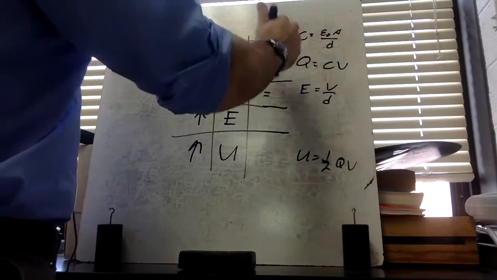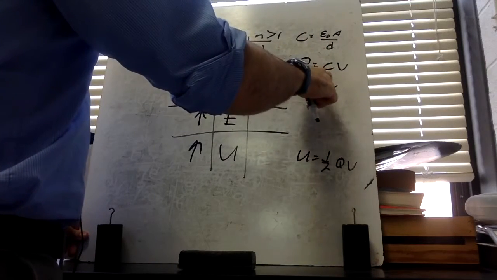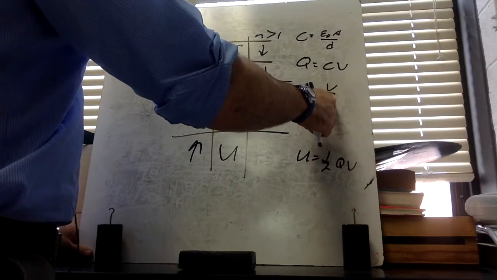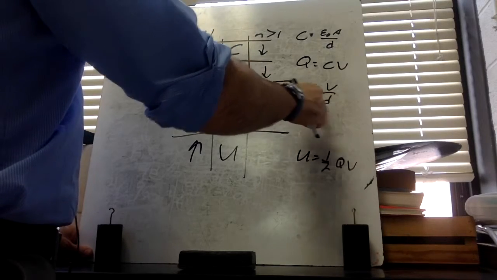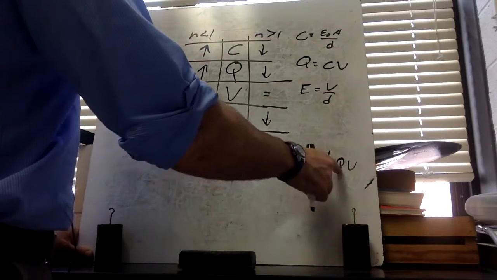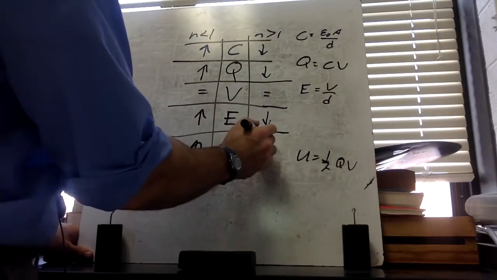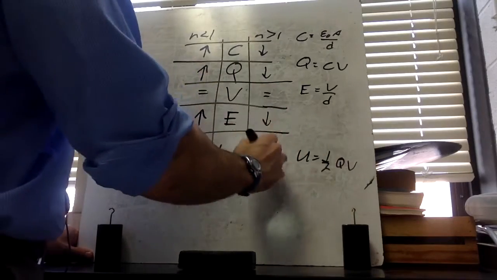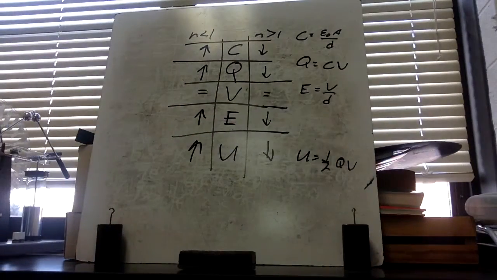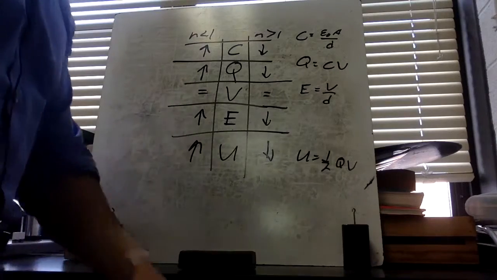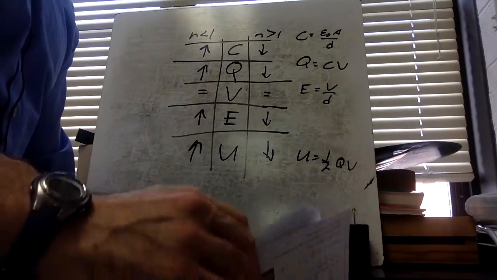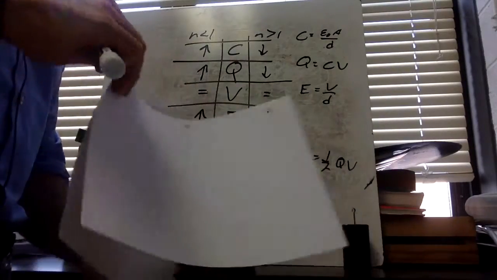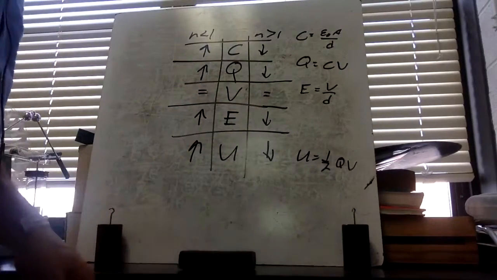Now to this side. If D gets bigger, C gets smaller. If C gets smaller, then Q gets smaller, because V is staying the same. V stays the same, and D gets bigger, so that means E gets smaller. 1/2 QV, V is the same, sorry, and Q is going down. So that means the stored energy has to go down also. These chart questions, examples 11 and 12, and then the other ones from earlier, examples 1 and 2, I would say know those pretty well. They might show up on a quiz of some kind.